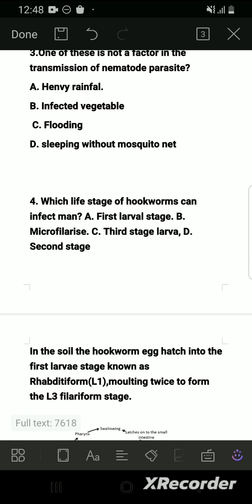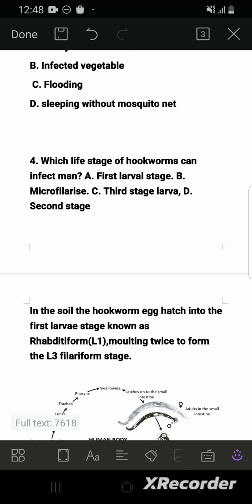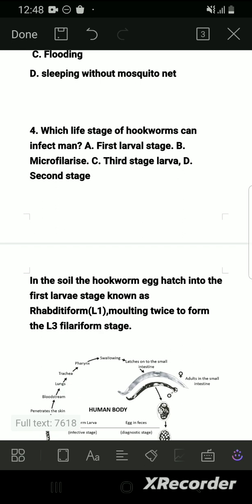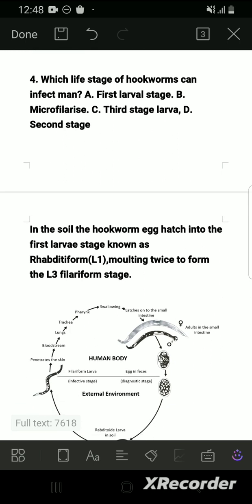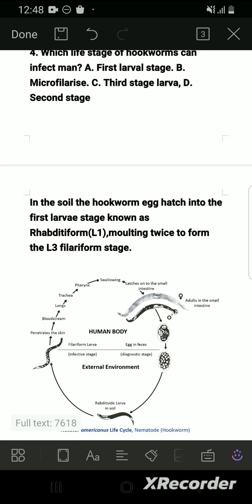Then for the fourth one, which life stage of hookworms can infect man? This is a very strong question, and most of you will be confused because it involves larva. What comes to your mind in the larva state is the molting state. The first larva stage, second, third and fourth larva stages are the molting forms that occur in the development of a parasite or organism. They asked which life stage of hookworms can infect man. We have the first larva stage, the microfilaria, the third larva stage, and the second larva stage.